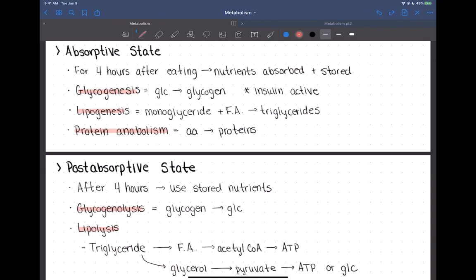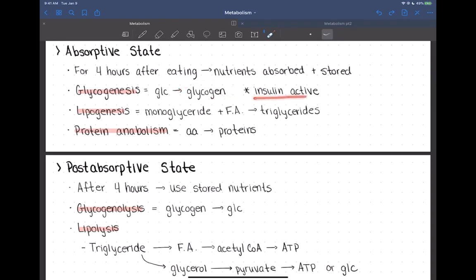All right, so the absorptive state is the first one right after you eat. It lasts for about 4 hours after you've eaten. During this process, your food is being digested, those nutrients are being absorbed, and generally they're going to be stored because you're going to have a lot of nutrients being absorbed. Okay, so processes occurring during the absorptive state are going to be glycogenesis, so taking glucose and converting it into glycogen, because remember, we're storing nutrients.